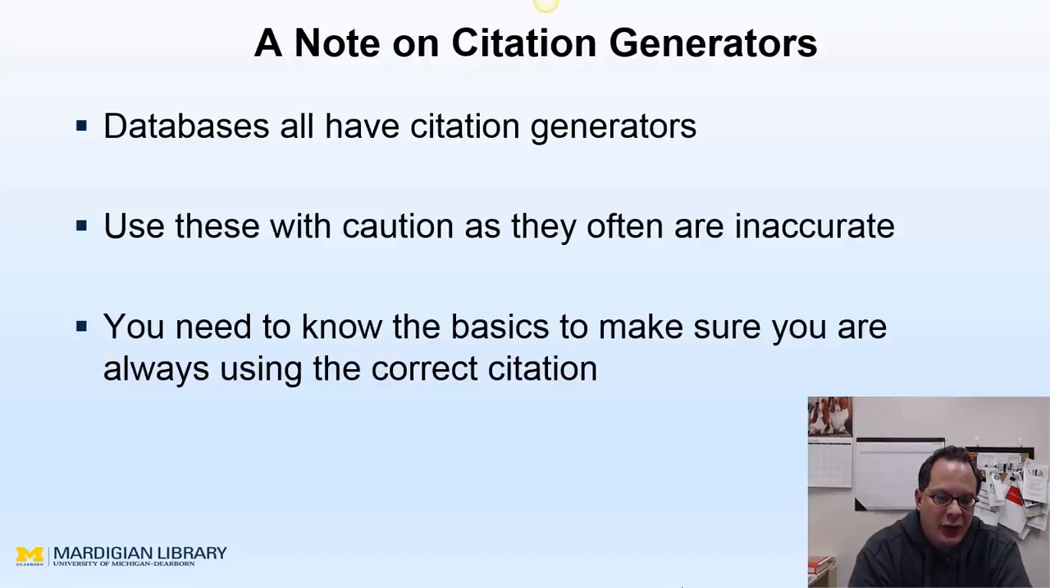These are citation generators, and students often look to these. However, you have to use these with caution because the citations that are generated are often inaccurate. So you need to know the basics to make sure you are using the correct citation at all times. So that is why you need to know the basics of utilizing, in this case, the Chicago Manual of Style. And then you'll, again, be assured of always making sure that you have the correct citation.